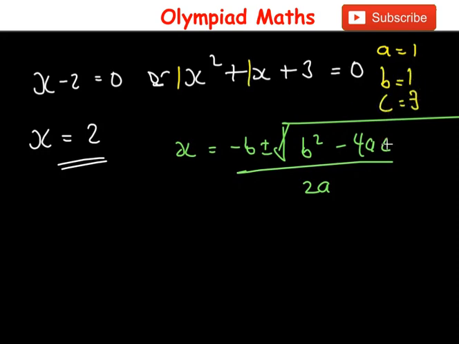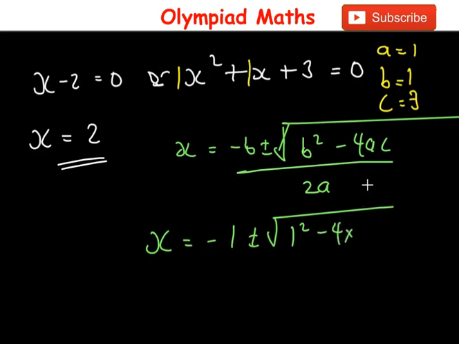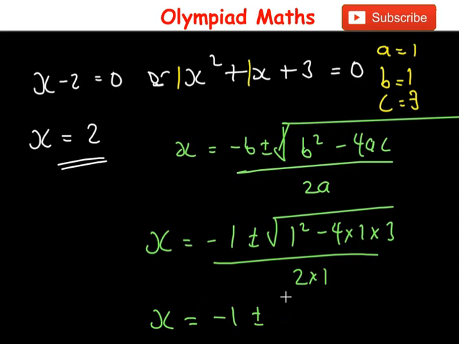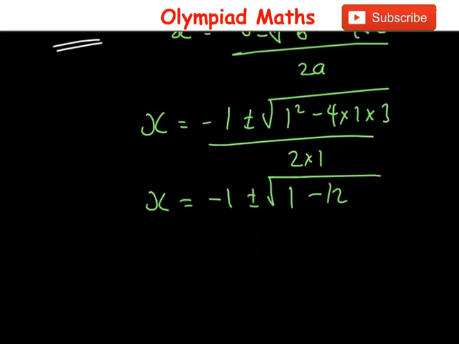So input these values into the formula. What we have for the solution of x is then equal to minus b, b is 1, plus or minus the square root of b squared, b is 1 squared, minus 4 times a is 1 times c is 3, all over 2 times a is 1. And with this, x is equal to minus 1 plus or minus the square root of 1 squared, which is 1, minus 4 times 1 times 3, which is minus 12. And this is being divided by 2 times 1, which is 2.